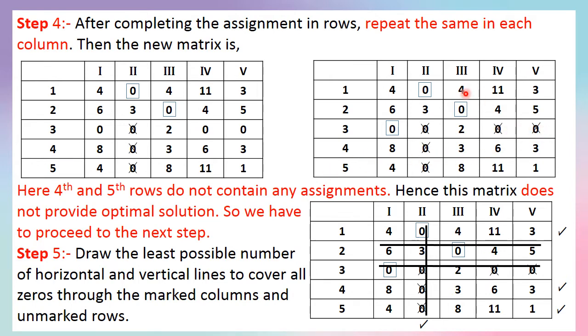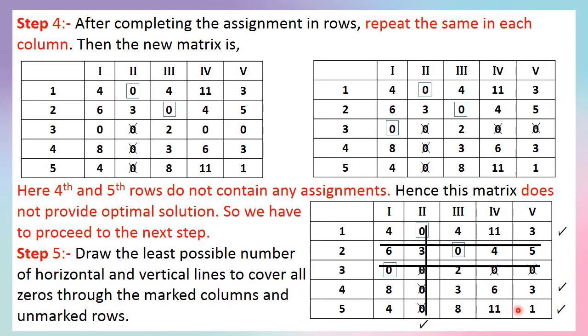Now observe this matrix. Here we can see that the fourth and fifth rows do not contain any assignment. So this matrix does not provide any optimal solution. So we have to proceed to the next step. In the next step, we have to draw the least possible number of horizontal and vertical lines to cover all zeros, maximum number of zeros, through the marked columns and unmarked rows.